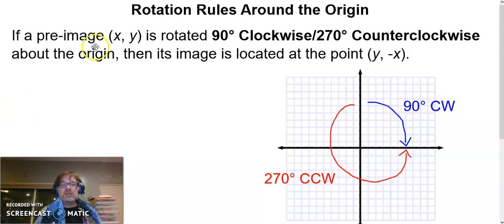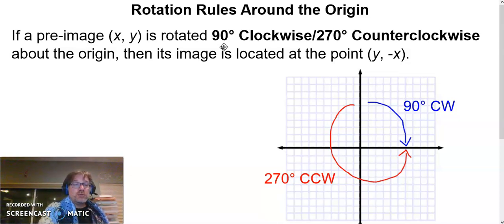So if a pre-image, and we're locating where we're starting at x, y, is rotated 90 degrees clockwise or 270 degrees counterclockwise, that's the same rotation. Well, I can go one click to the right, or I can go 3 clicks to the left. It'll bring us to the same place. Then my image is located at the point (y, negative x).